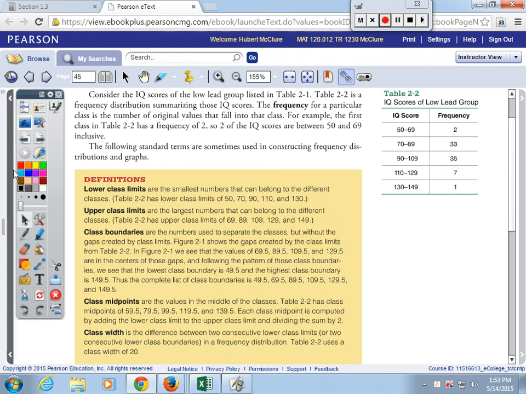And I'm going to have to use... so what are your lower class limits? I'm going to take my handy dandy highlighter and highlight. I can't use yellow because it'll... You ready? Your lower class limits are right here. Pretty simple, isn't it?